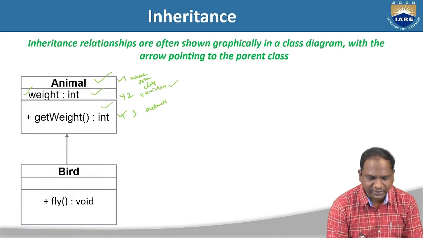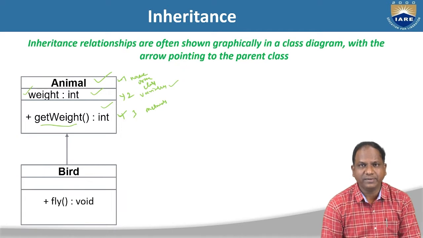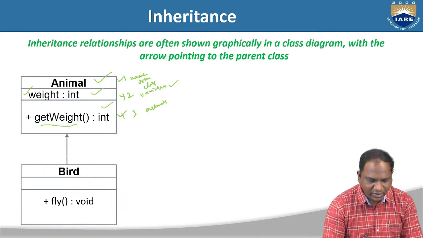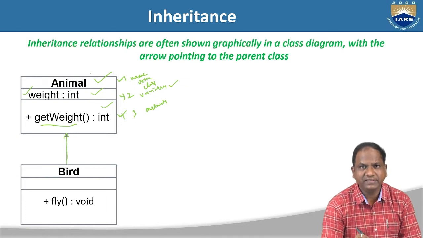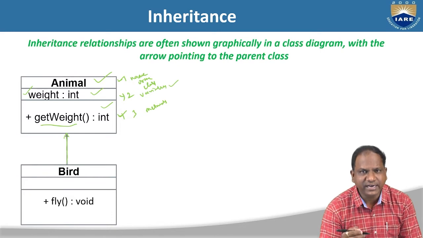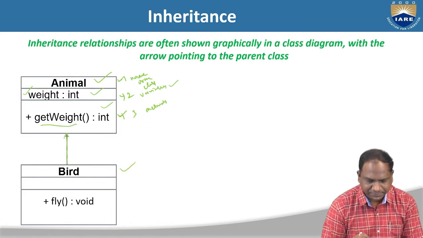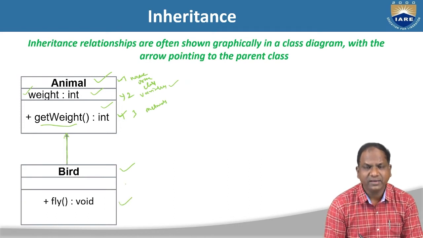Again, the type is int. What is the name of the method? getWeight is the name of the method. Now see, my arrow is pointing to my parent class. With the existing Animal class, I have created a child class called Bird. The child class has its own property, which is fly. It does not have any variables.